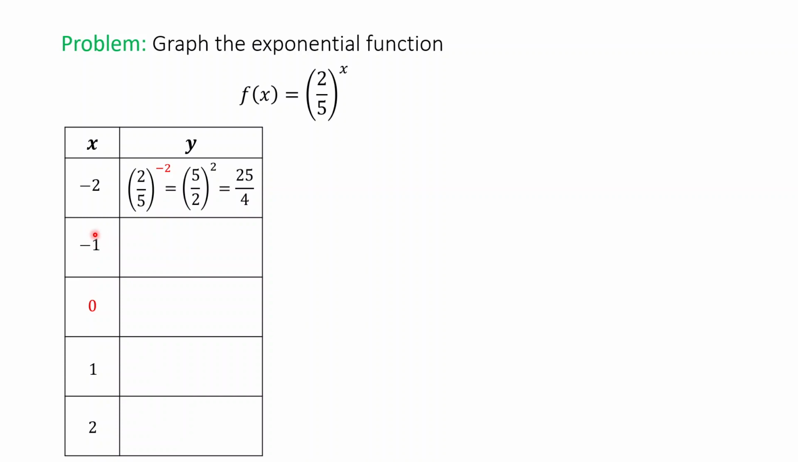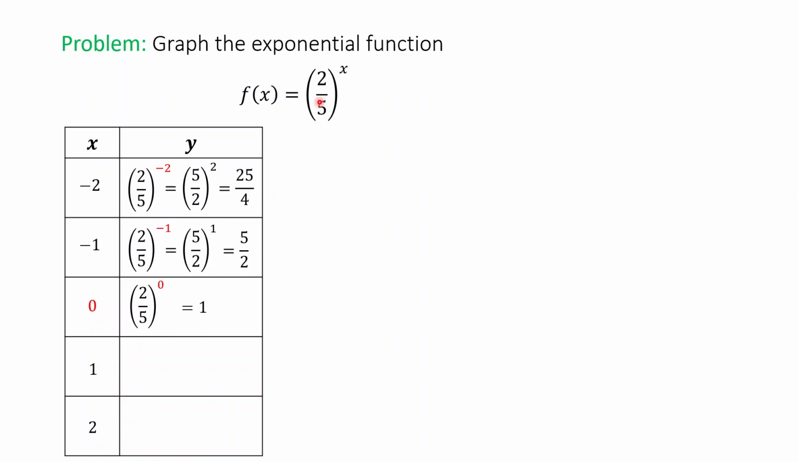Now put x is equal to -1. (2 divided by 5) to the -1. This is equal to, take the reciprocal, 5 divided by 2, this is positive now. This is equal to 5 over 2. Now put x is equal to 0, you get (2 divided by 5) to the 0. This is equal to 1.